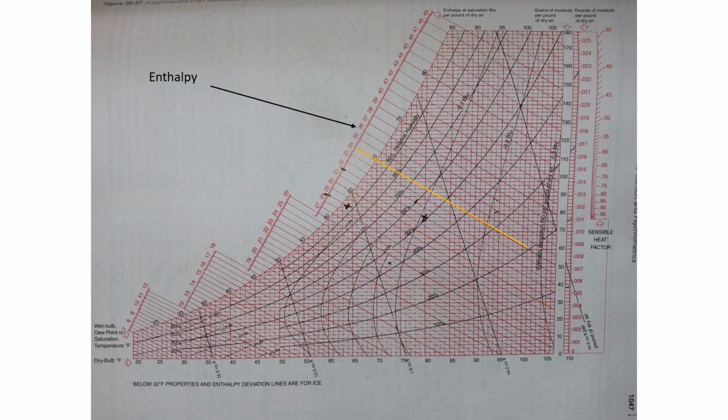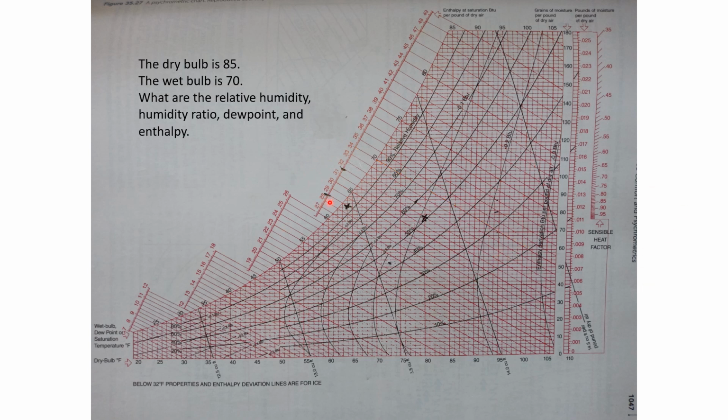Okay, let's see where we're at. There we go. Enthalpy. That's right there. And so we've got the dry bulb at 85 and the wet bulb at 70.